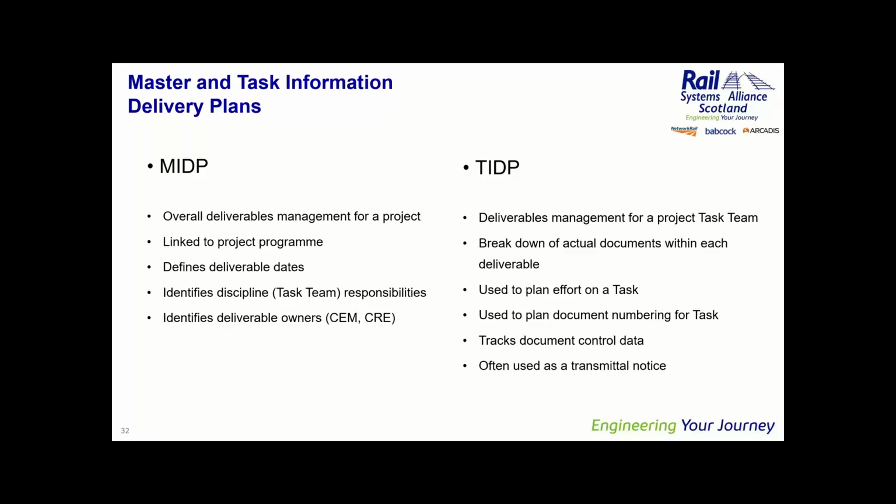It also would be used to plan the effort on a task. You might break it down by hours, you might break it down by who is responsible for different things on a different stage of a task. You can use it to plan your document numbering for a task. And it's often used to track the document control. So you would record your revision and your status of your documents as you create them, and then part of that can be used as a transmittal notice. You often see that done, where the old traditional transmittal notice gets replaced by something from a TIDP.